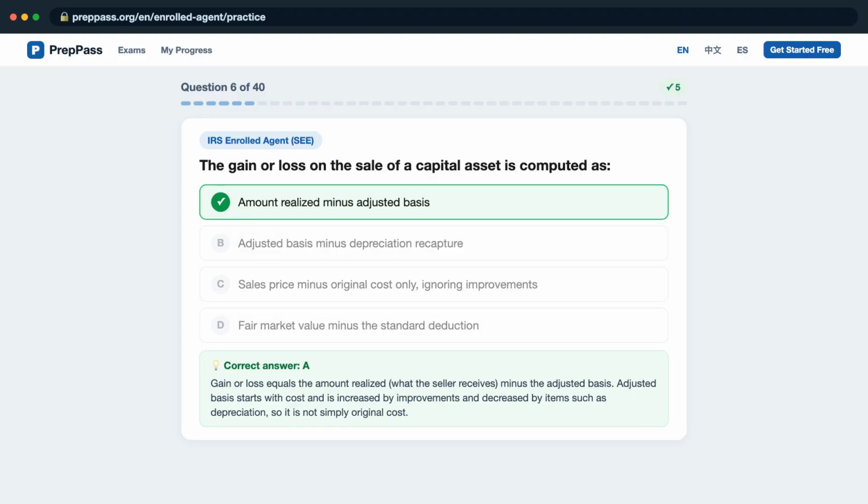Gain or loss equals the amount realized, what the seller receives, minus the adjusted basis. Adjusted basis starts with cost and is increased by improvements and decreased by items such as depreciation, so it is not simply original cost.